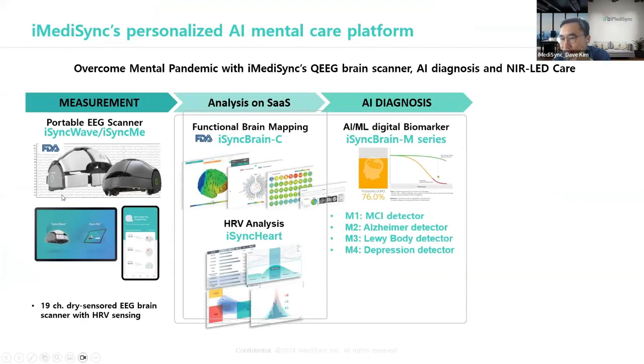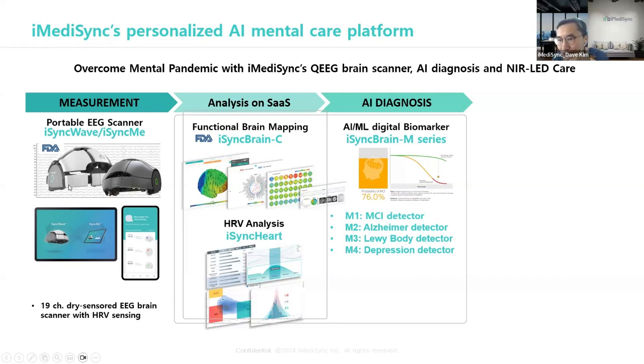As you know, we have two devices. One is the FDA cleared device. The second one is not FDA cleared, but we can use it as an electronic device. Using this portable EEG scanner, we can record 19-channel EEG, and also we can record HRV. HRV is heart rate variability.